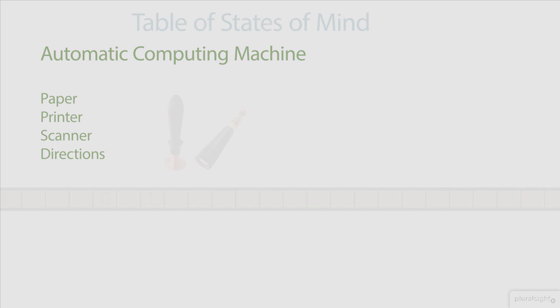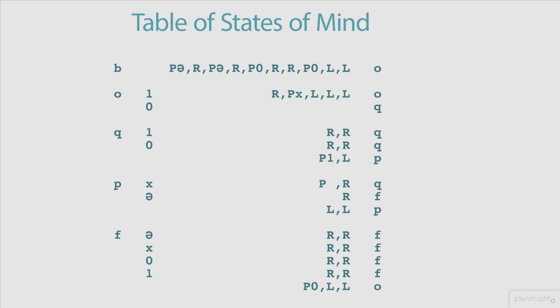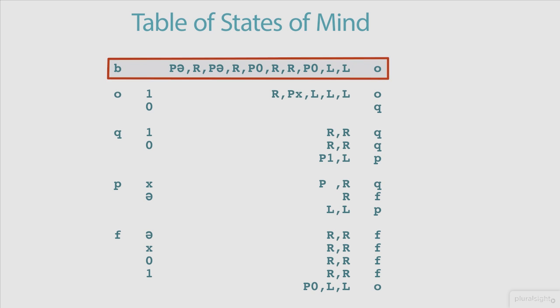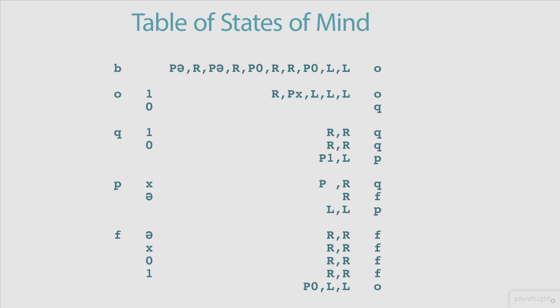Here is an example. Turing calls this a table of states of mind, and it lists all the possible states of mind, B, O, Q, P, and F, that this automatic computing machine could have. Today, we would probably call this table a program, but that use of the word program did not exist in 1936, so we'll stick with Turing's terminology. These states of mind are the equivalent of the ones we saw in the directions for the human computer.